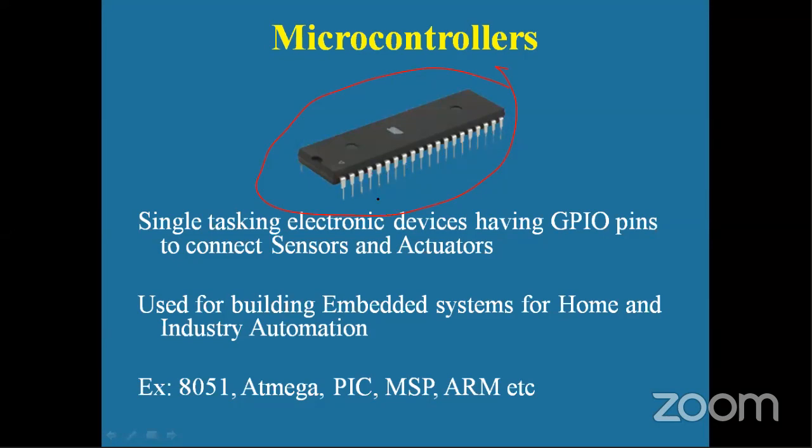What are these GPIO pins? GPIO pins are those pins to which you can connect your sensors and actuators. I can take a gas sensor and connect it to one of the pins here. I can take a DC motor and connect it to one of the pins here. Why we have to connect this, I will explain later. So an electronic device which is single tasking, which has GPIO pins to which you can connect sensors and actuators, is a microcontroller.